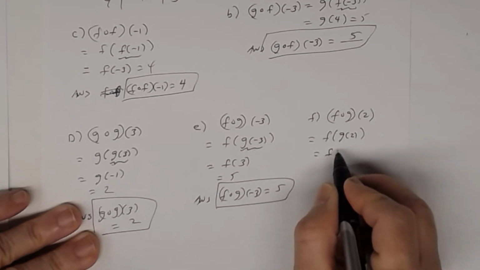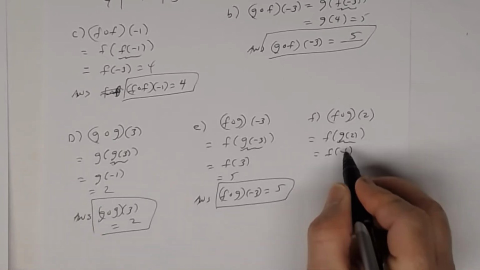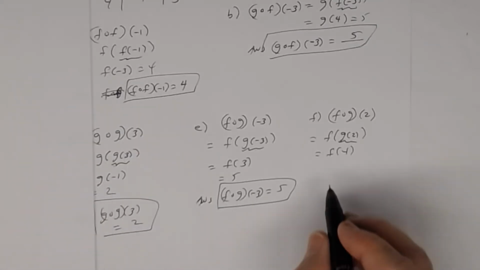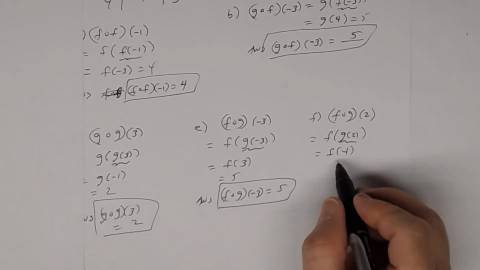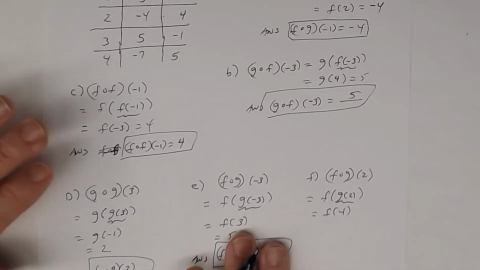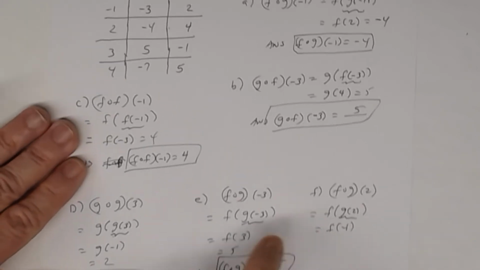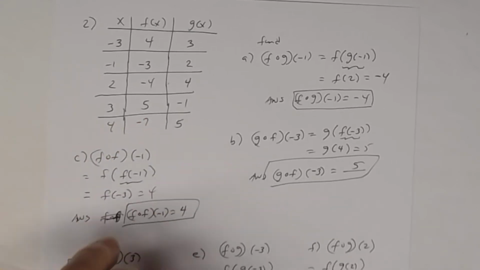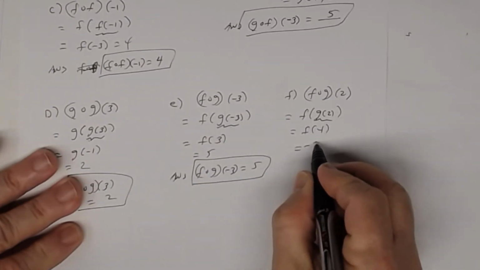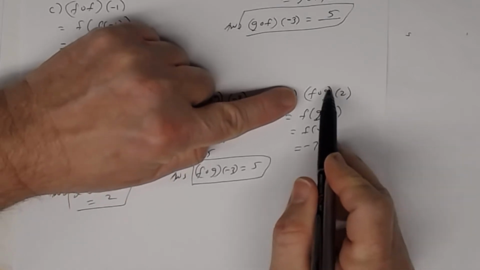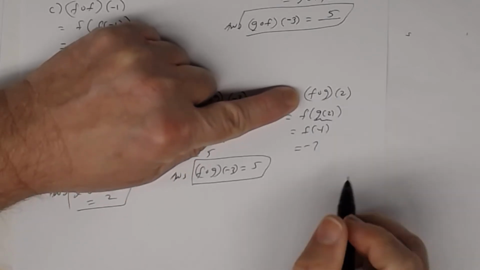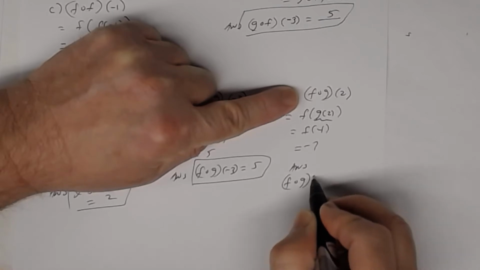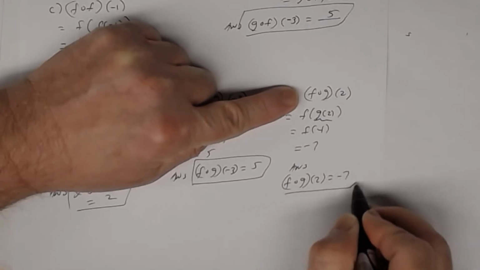So that becomes f of 4. Remember, g of 2 is what I just found: g of 2 is 4. Now I need to find f of 4. So I go to my table, and when x is 4, what's my y value using function f? When x is 4, my y value is negative 7. So f composed with g at 2 is equal to negative 7. So your answer is f composed with g at 2 equals negative 7.